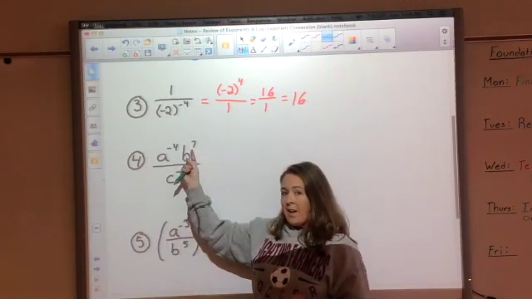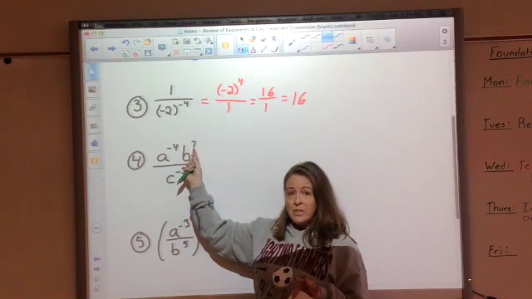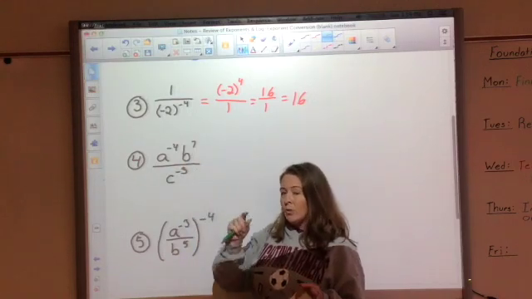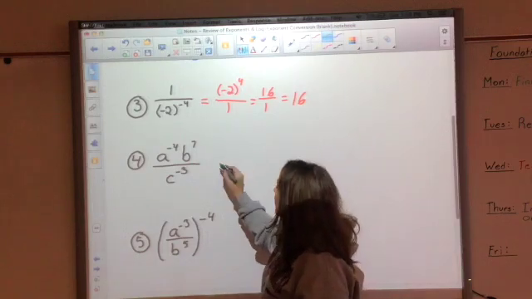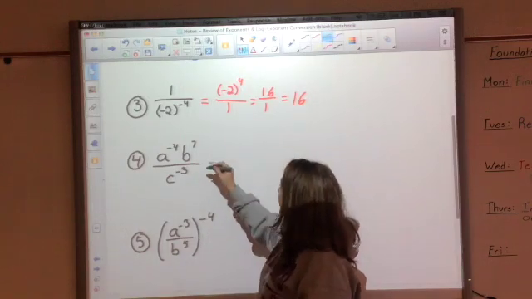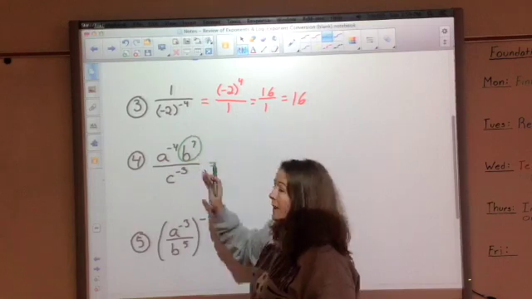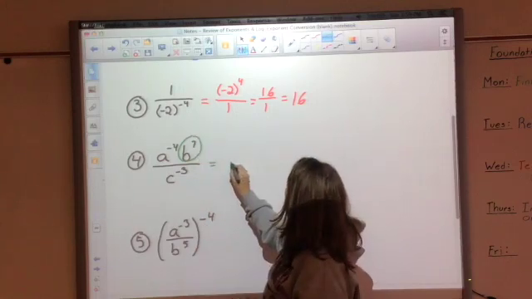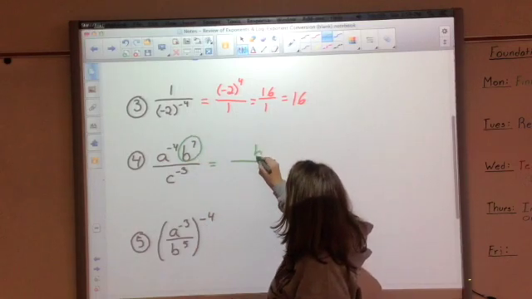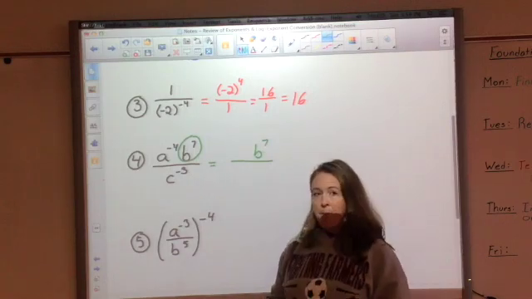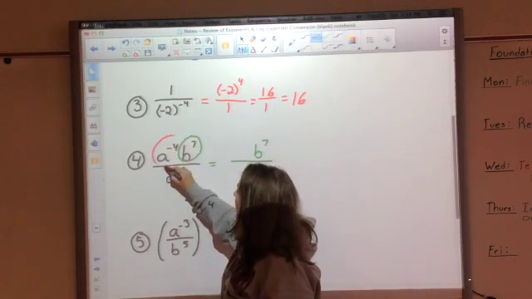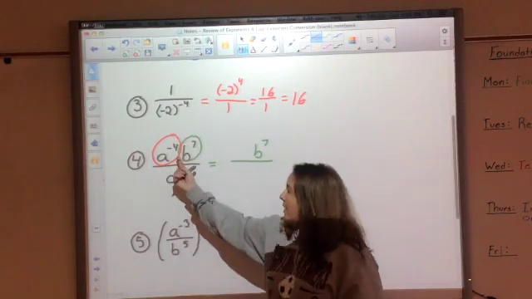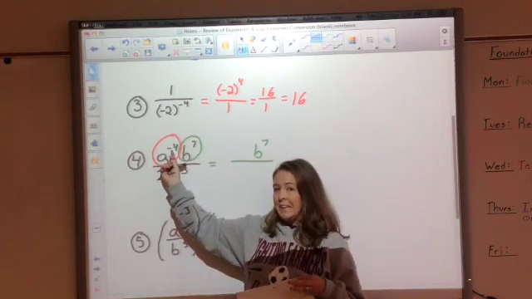Since the b doesn't have a negative exponent, that means it's good to stay right where it is. I only need to move the bases that have negative exponents. So that tells me that this b to the 7th power is good right where it is. So in our fraction, we're going to leave that as b to the 7th power on top. No change needed. However, if we look at this a to the negative 4th power, that negative exponent tells me I need to move it.